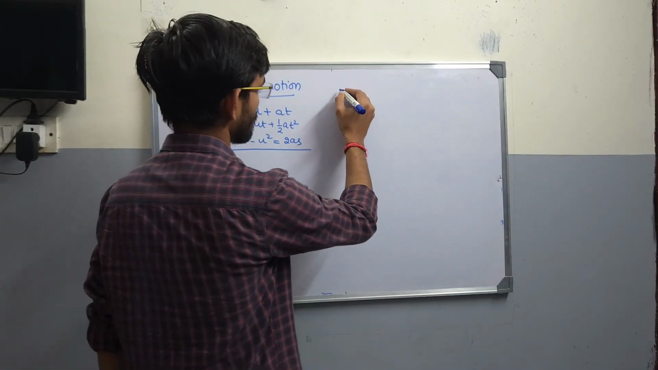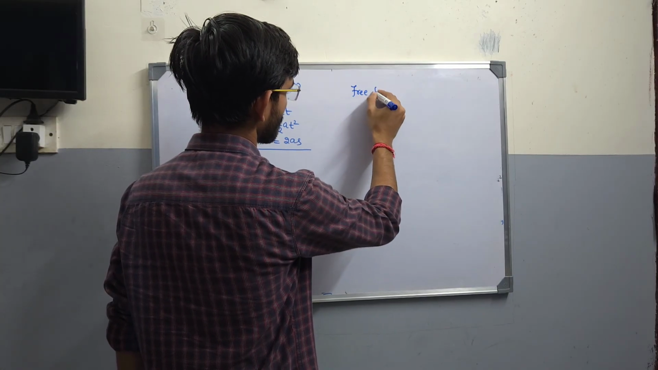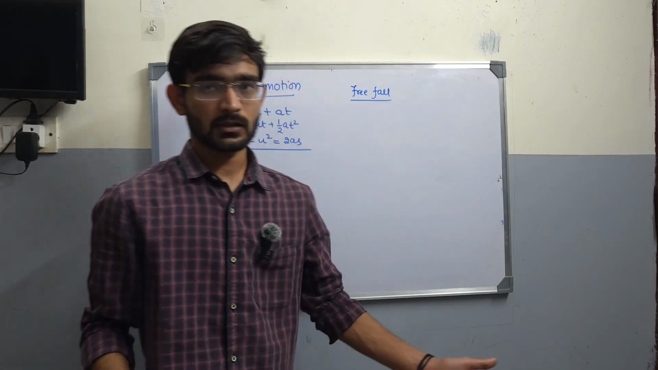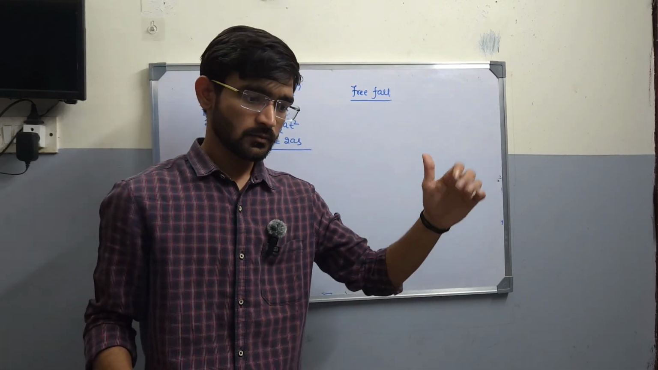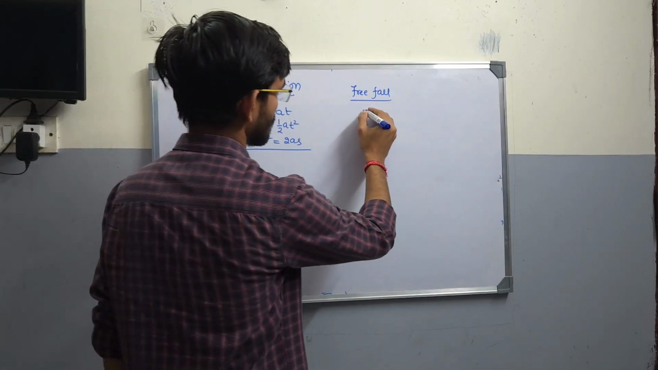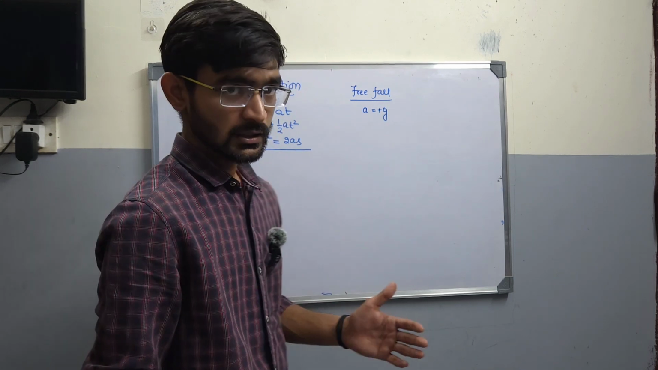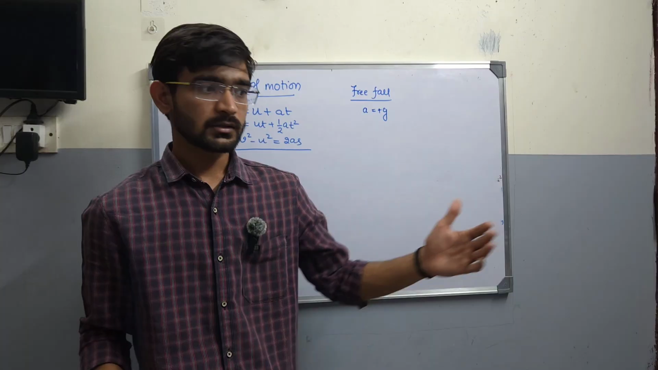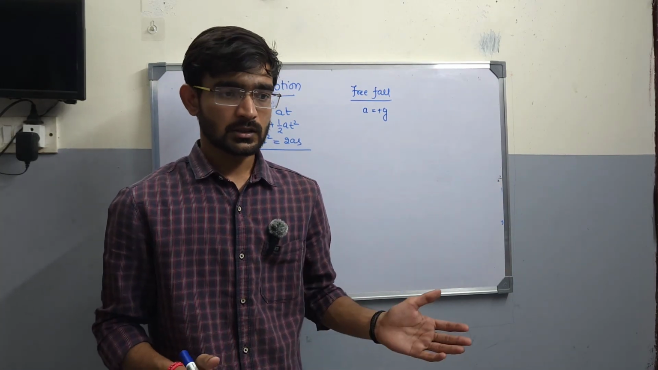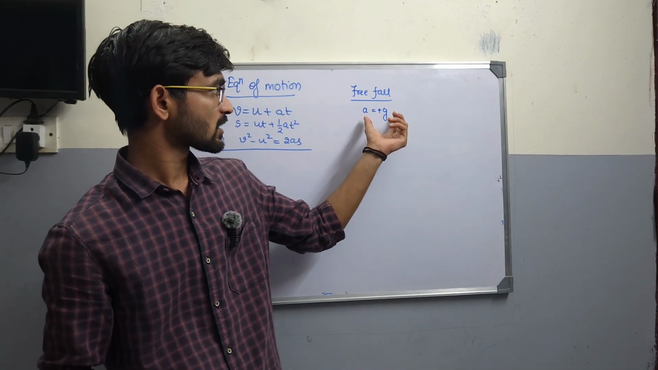So I am writing first for free fall. Free fall means the particle is undergoing motion in vertical direction towards the center of Earth. For that we have to take a as plus g, because if the particle is freely falling, the only acceleration or the only force acting on the particle is because of the gravitational field of Earth. So we can write acceleration as positive g.